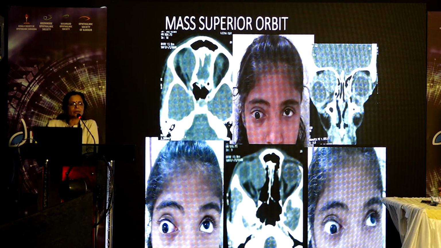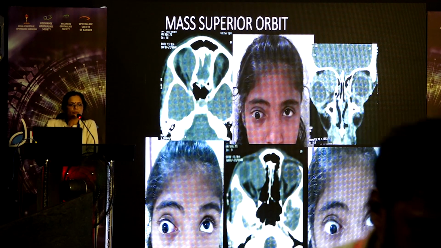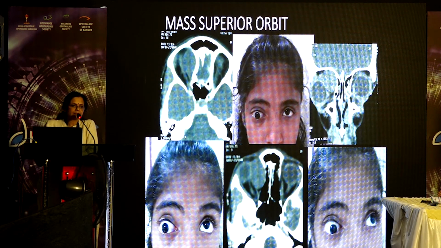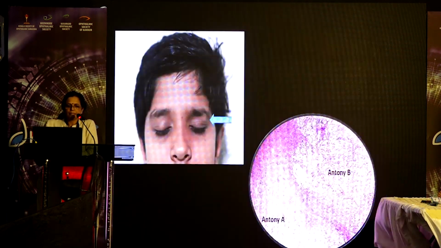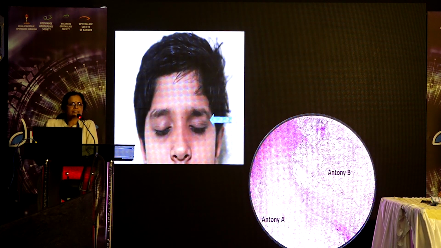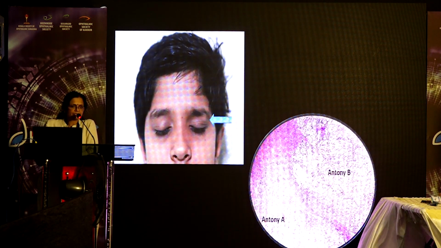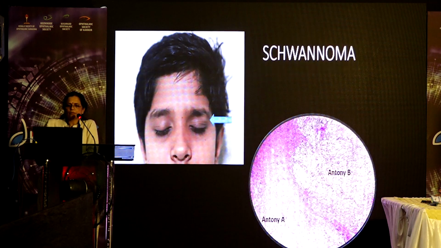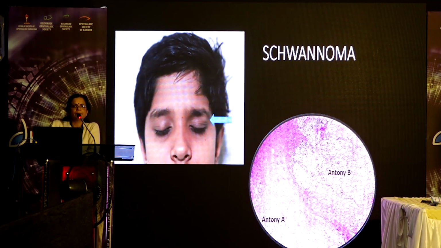Superior orbit with bone excavation, and it was a huge mass in a young child. Bone excavation means it has been present for a long time. As also the small mass anterior to the septum in a young boy. It was a schwannoma with positive Antoni B and A cells.